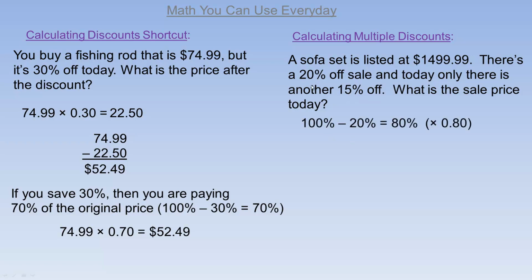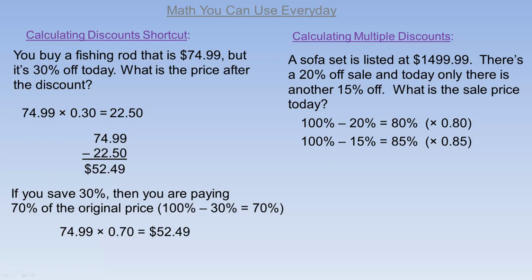So to save 20%, 100 minus 20% is 80%. So you'd be multiplying by 0.80. So if we only had the 20% off sale, we take this and multiply it by 0.80, and that would be the price. Now for the 15% that we'll do second, if you take 100 and subtract 15, you get 85%. And so we'd be multiplying by 0.85. Remember, move the decimal 2 places, 1, 2, or here 1, 2.